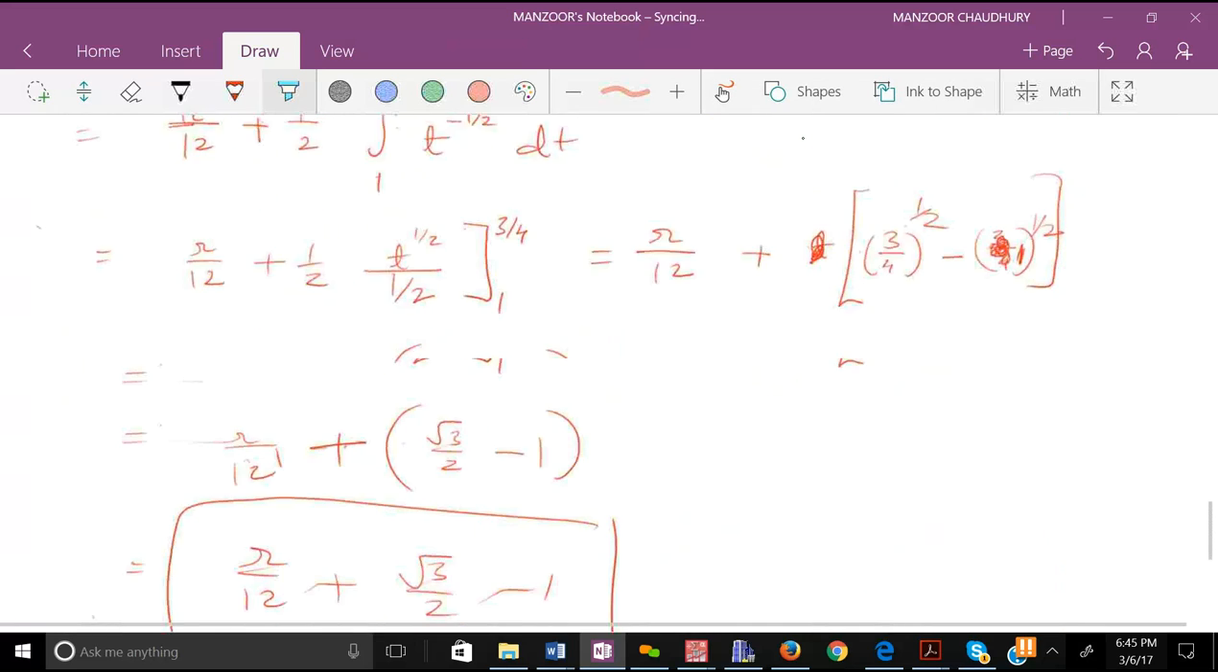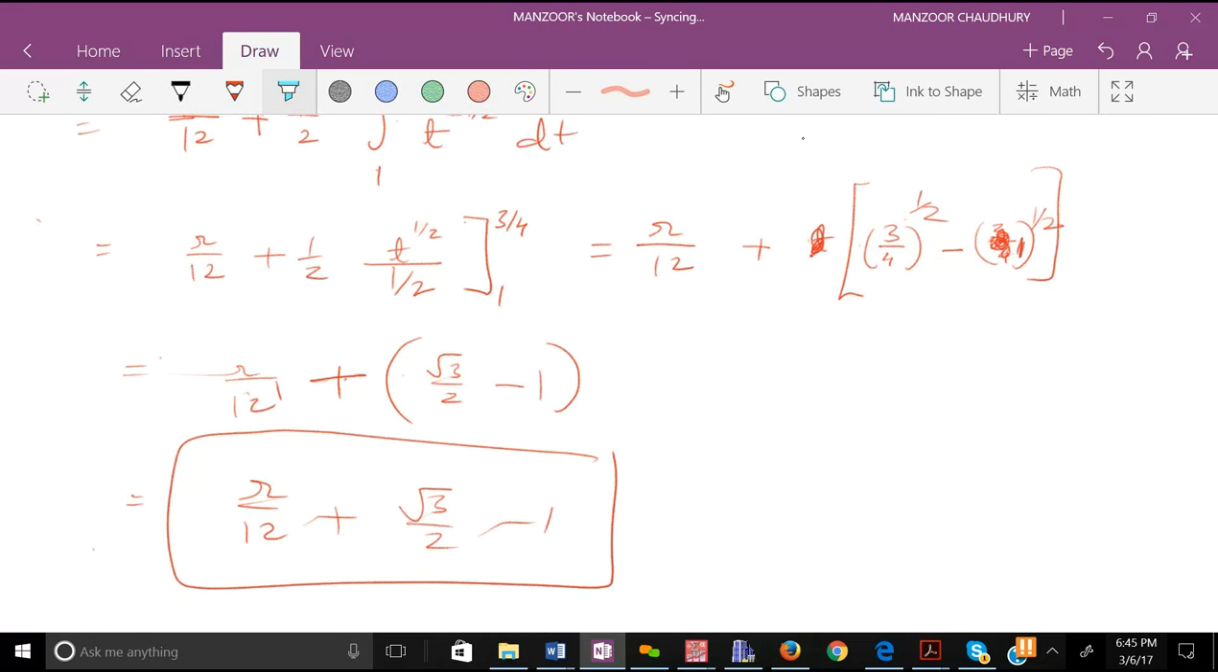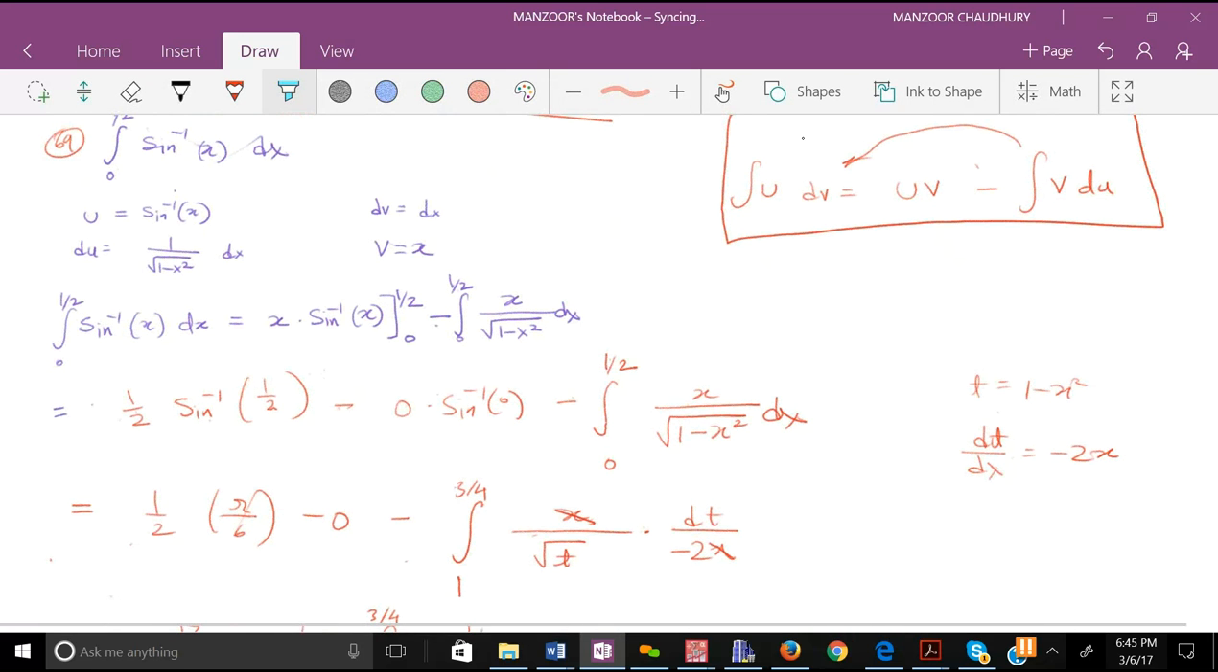Any confusion? No, we can continue. You have to think through this, that's the part. You may get it easily when I do it, but you may run into trouble when you are doing it, because a lot of times you don't know what to use. So you have to use the UDV thing first. Then the second time you have to do U substitution. I just used T substitution, so it worked out.